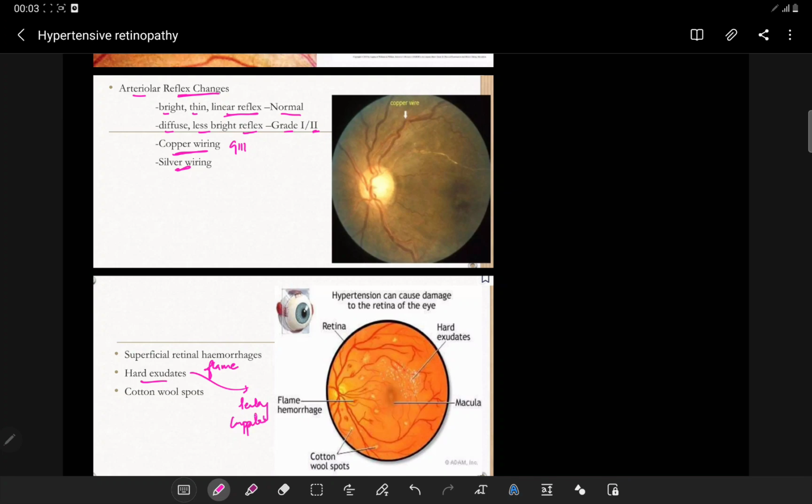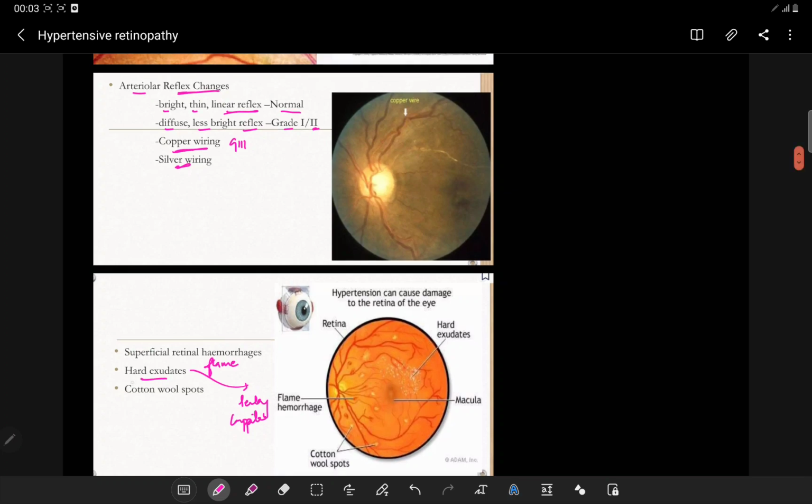These leaky capillaries occur in the severe type of hypertensive retinopathy, and they appear as yellow waxy spots, and these have sharp margins. These are seen in the posterior pole and may be arranged as a macular fan or a macular star. Very important sign, the macular fan or the macular star.